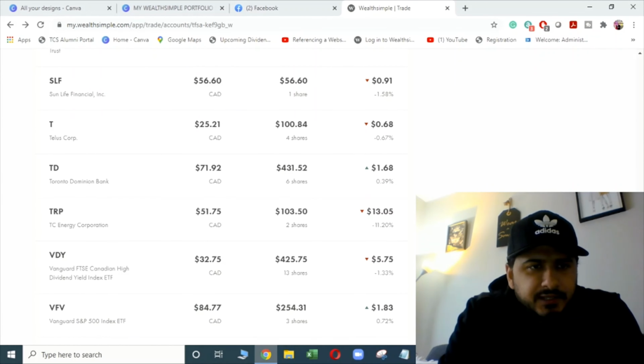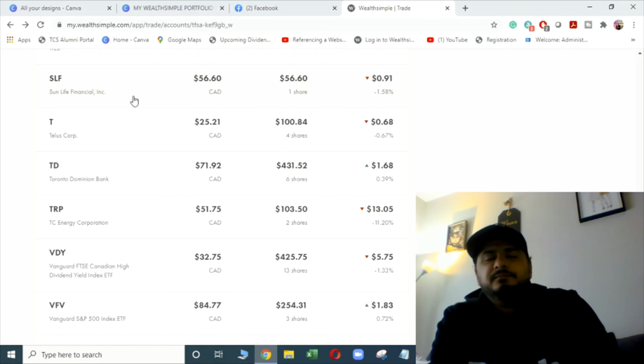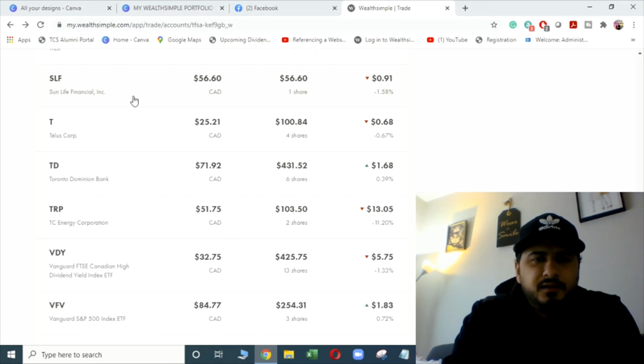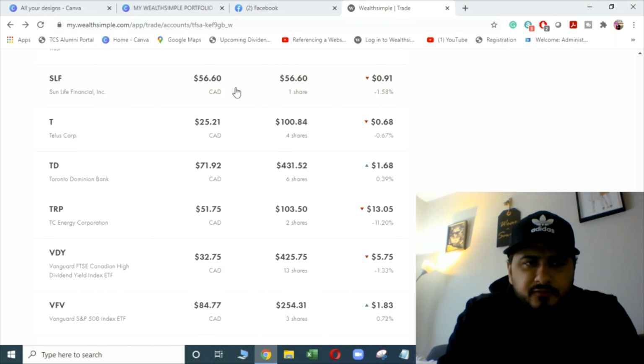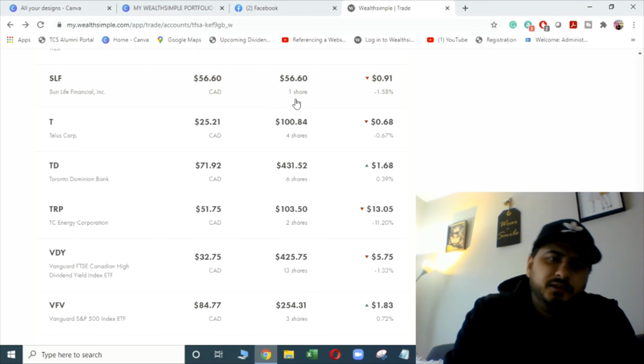My next holding is Sun Life Financial, and it is again one of the insurance companies. It is comparatively one of the best insurance companies, you can say. Currently I'm holding 1 share. I will slowly and gradually buy this share in the near future again.